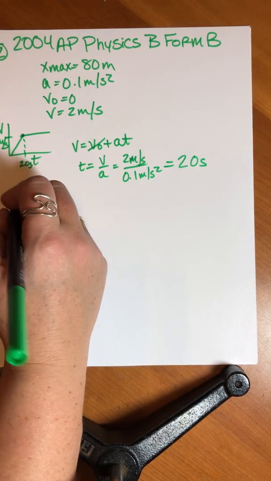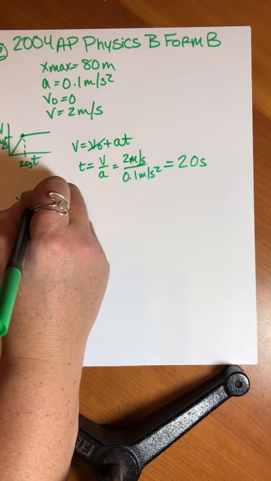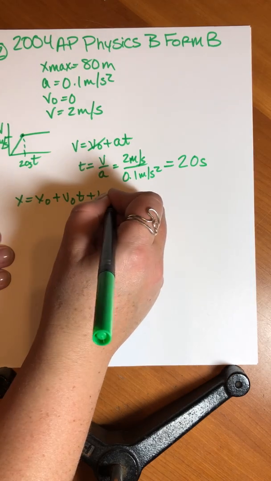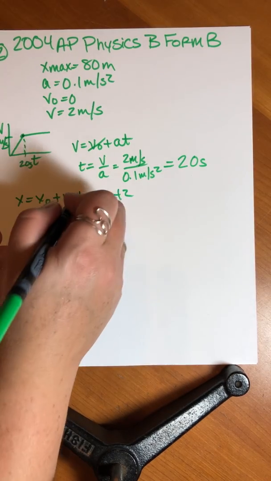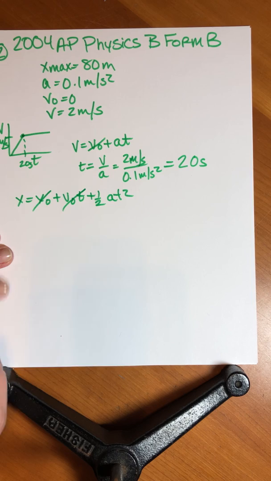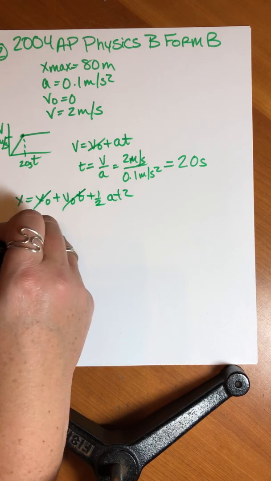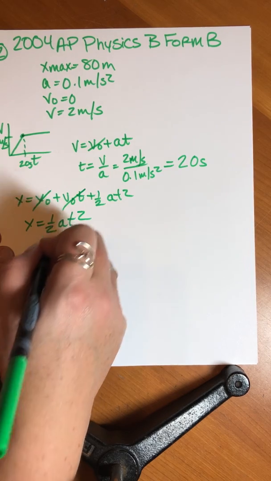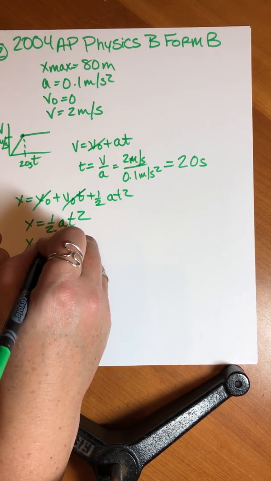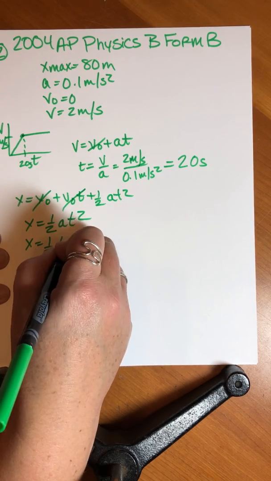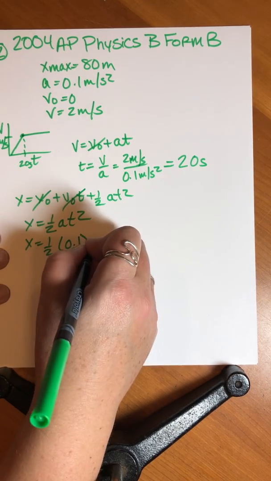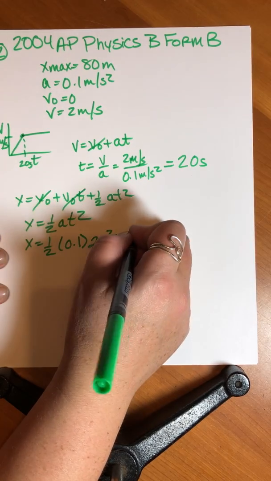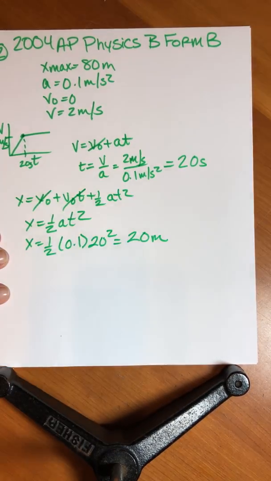Okay, so we can use our second kinematics equation here. X equals X naught plus V naught T plus 1/2 AT squared. No initial velocity, and we're looking for our height or our depth or our distance. So we have X equals 1/2 AT squared. So this is just X equals 1/2 of 0.1 times 20 squared. So we do that little calculation here and we get 20 meters.